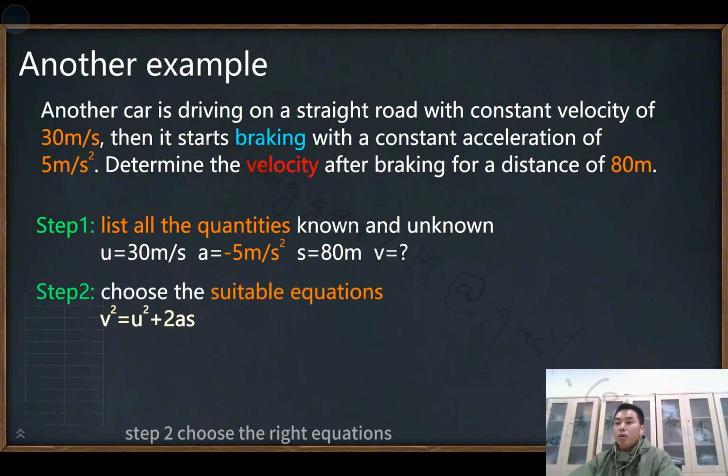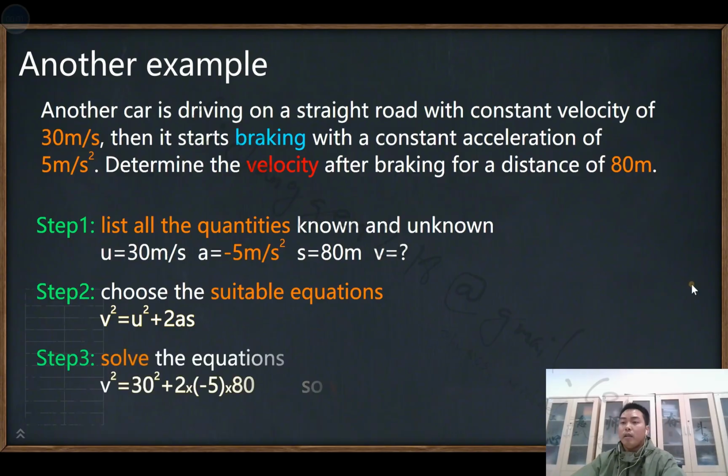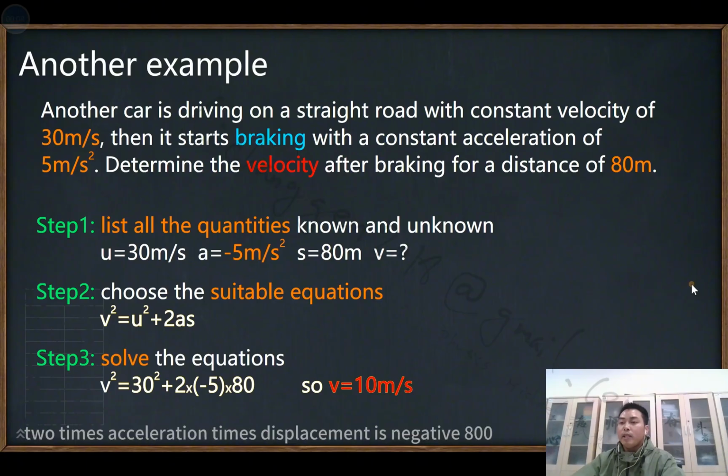Step 2. Choose the right equation. Since we don't know the time, we use the fourth equation. Final velocity squared equals initial velocity squared plus 2 times acceleration times displacement. Step 3. Solve. Initial velocity squared is 900. 2 times acceleration times displacement is negative 800. So final velocity squared is 100. Taking the square root of that, the final velocity is 10 meters per second.